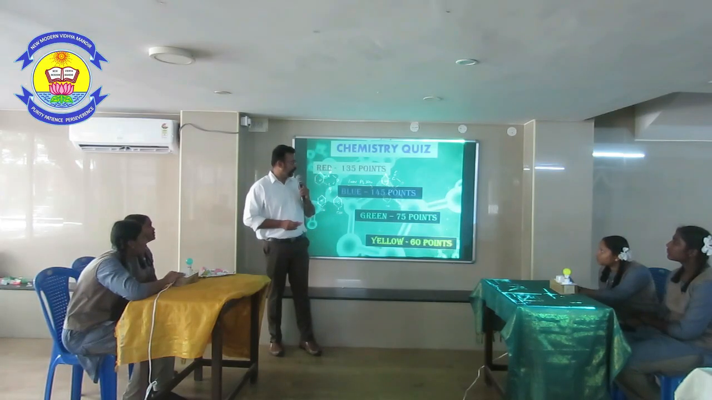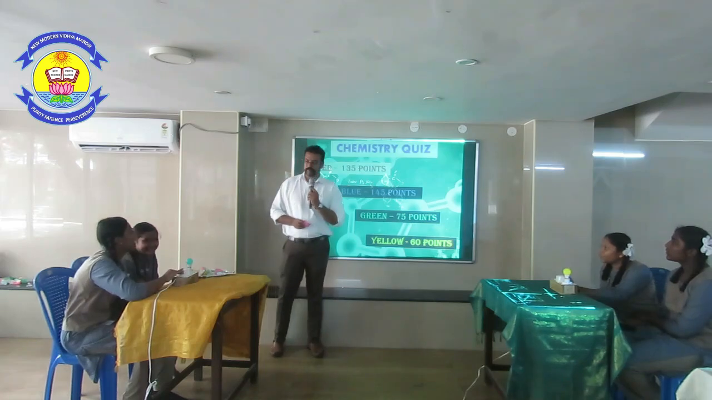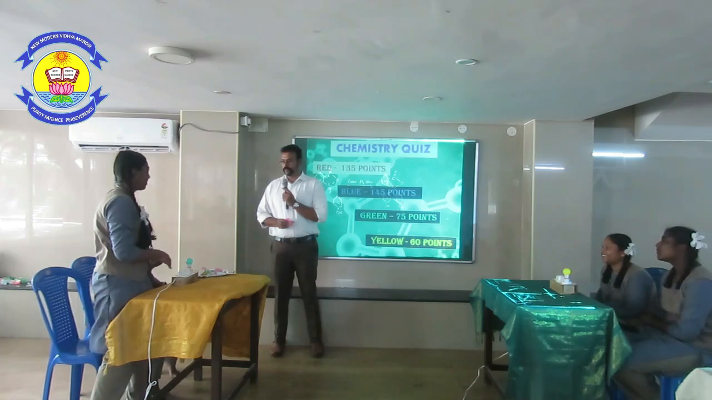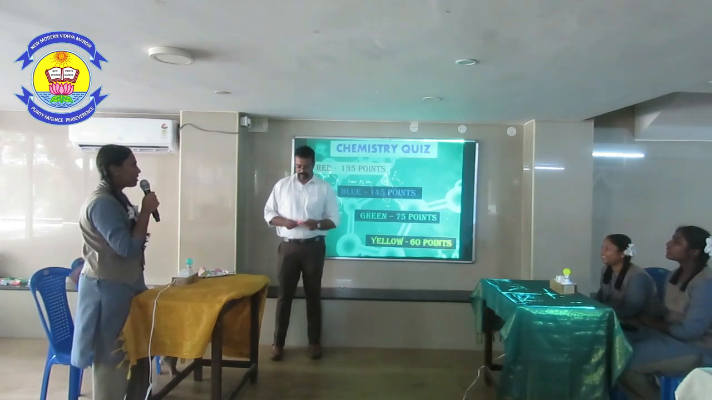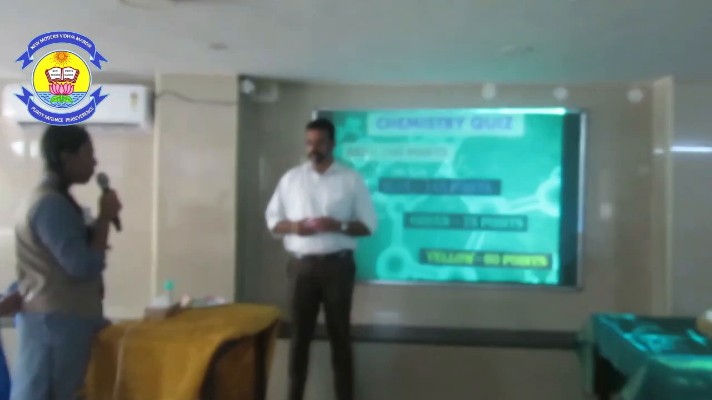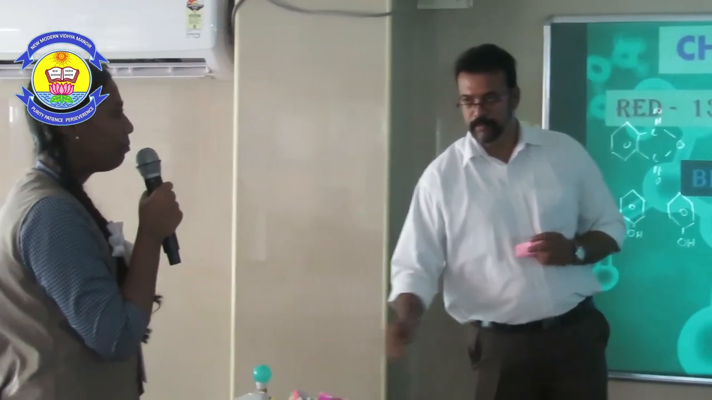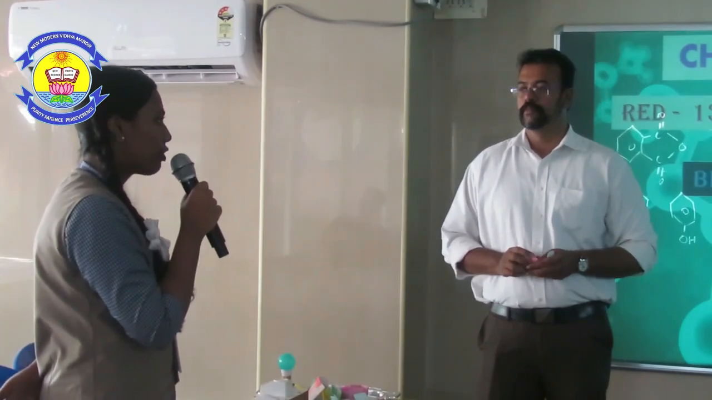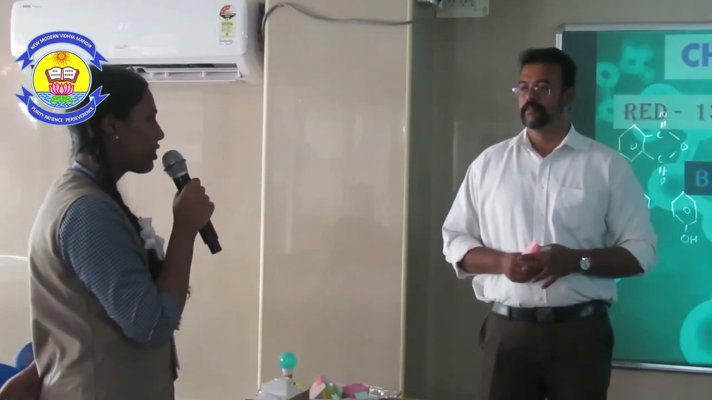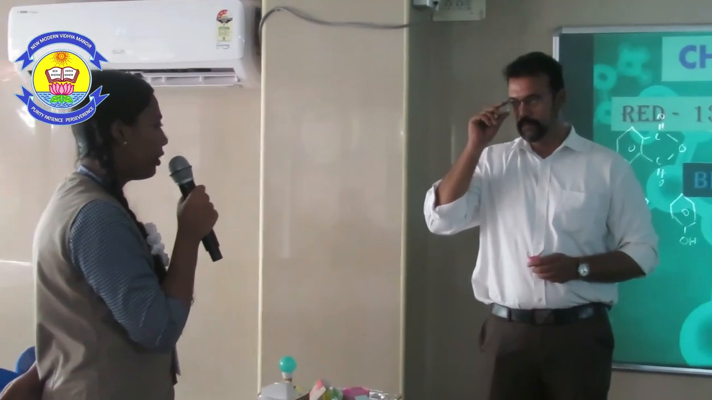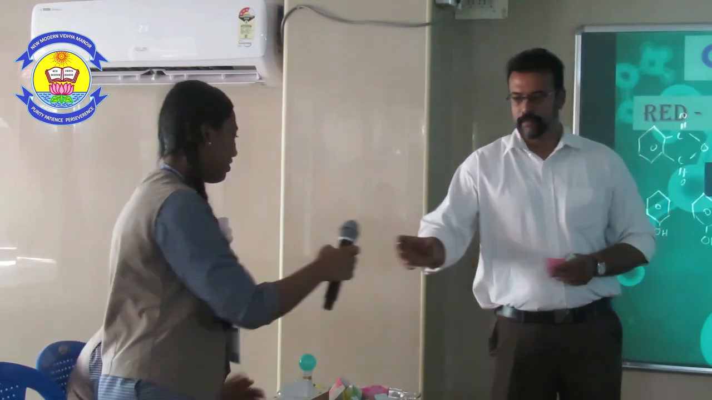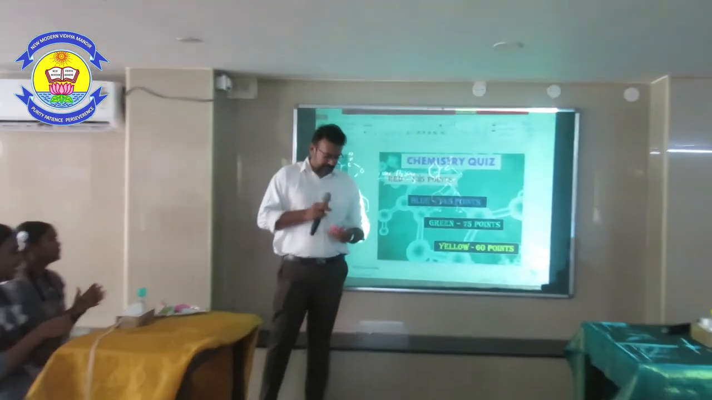So next question. Distinguish between rate and rate constant. Rate constant represents the speed at which reactants are converted into products. It is a proportionality constant. It is equal to the rate of the reaction when the concentration of each of the reactants is unity. Rate depends upon the initial concentration of the reactant. Rate constant does not depend upon the initial concentration of the reactant. 10 points granted.